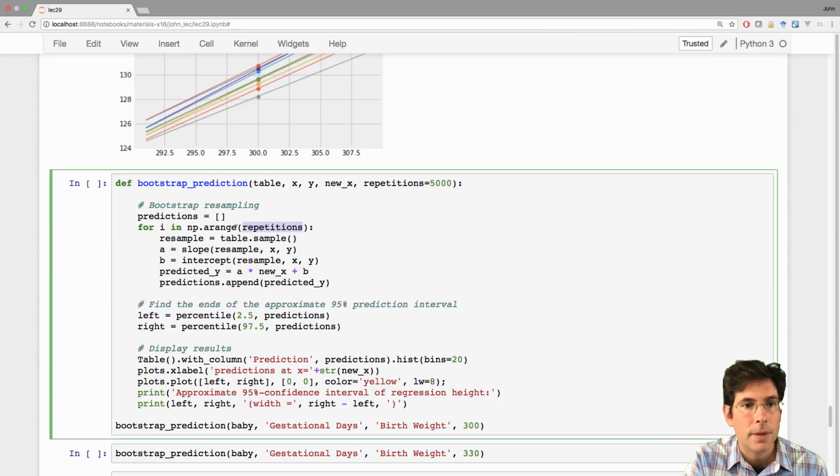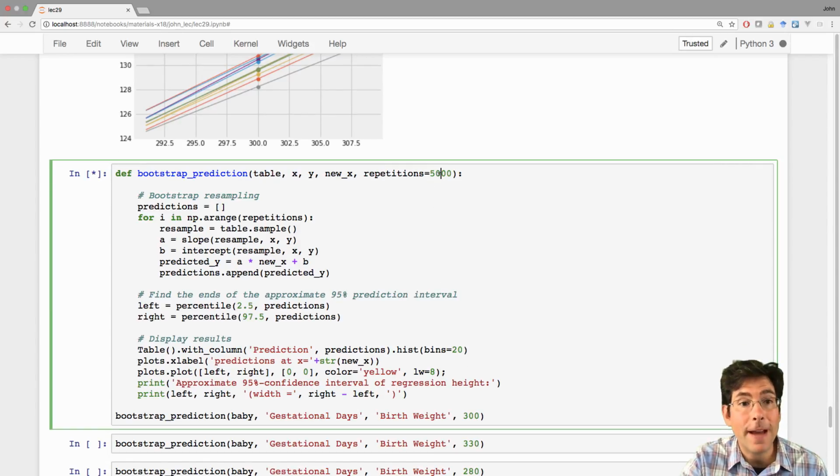Many times, we take a resample, 1,174 babies drawn with replacement from the original babies. We compute the slope and intercept of the regression line through this new resample. It might be slightly different from the regression line through the original sample. We form a prediction where we're interested in new x equals 300, using the slope and the intercept from the resampled data, and we keep that prediction around. Using those predictions, now we have a bunch of them, we find the left and right bounds of an interval with width 95%. And then we display the results.